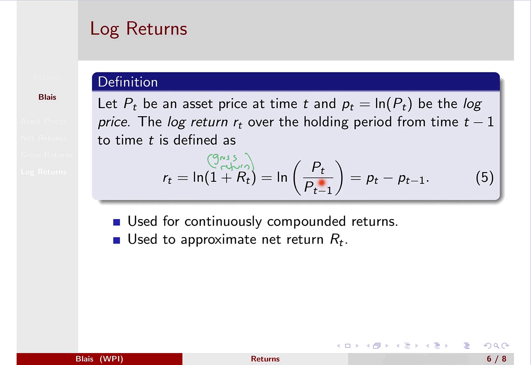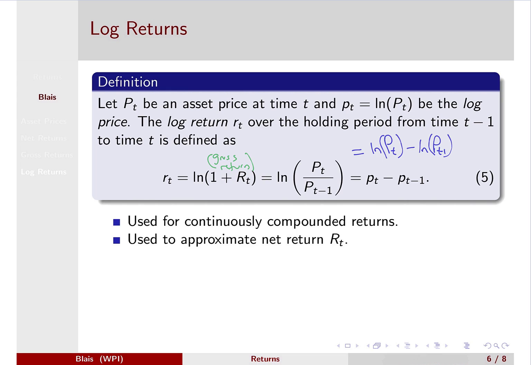And we do this because we can then use the property of natural log that it turns the natural log of a quotient into the difference of two natural logs. And so the property of natural log gives us that this is natural log of capital P_t minus natural log of capital P_{t-1}, which are the log prices, little p_t and little p_{t-1}. So this is a very handy relationship that the log return has with the log price. The log return is the difference of the log prices.